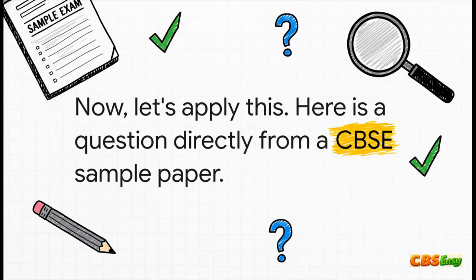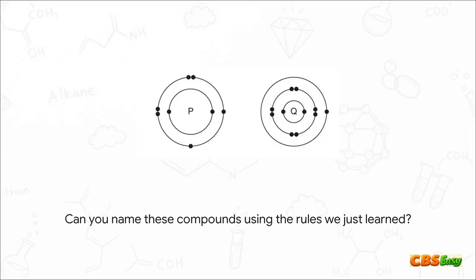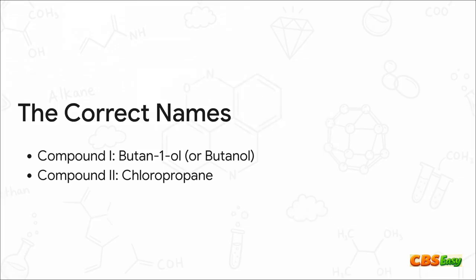Theory is one thing, but let's put it to the test with a real exam question. This one is taken straight from a CBSE sample paper, so this is the real deal. Okay, have a look at these 2 structures. The question is simple. Can you name them using the rules we just went over? Take a second, count the carbons, check the bonds, and look for any special groups attached. Let's see how you do. And here are the answers.